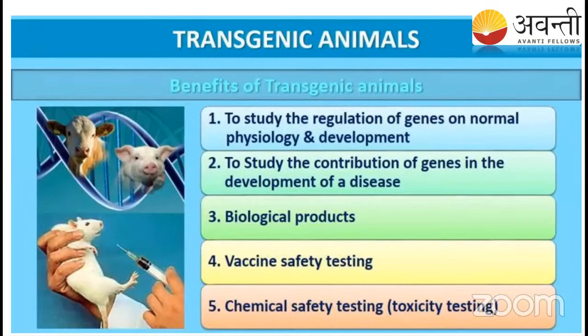Let us talk about the benefits of the transgenic animal. First is the regulation of genes, to study normal physiology and development. Second is the development of biological products. Third is vaccine testing, and the fifth is chemical safety testing. Let us study them one by one.